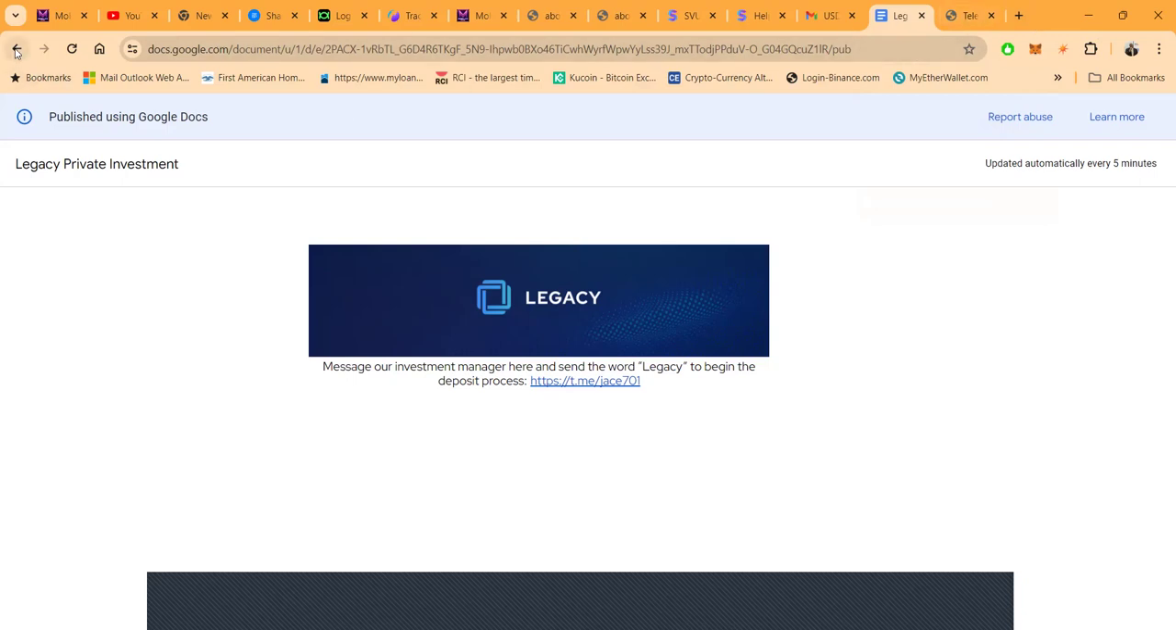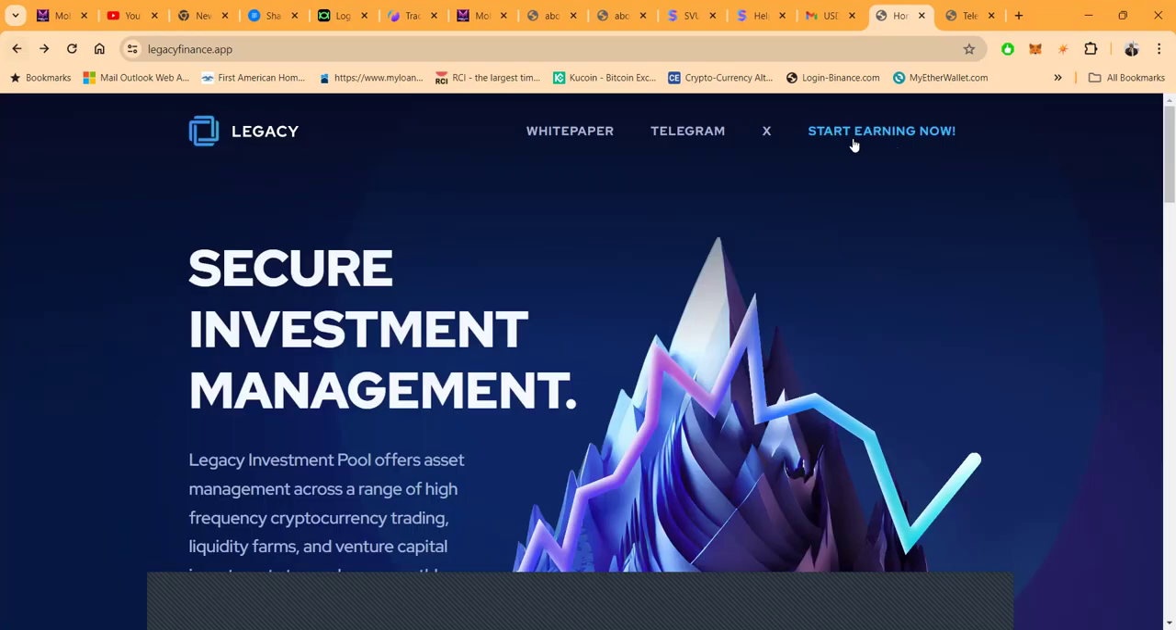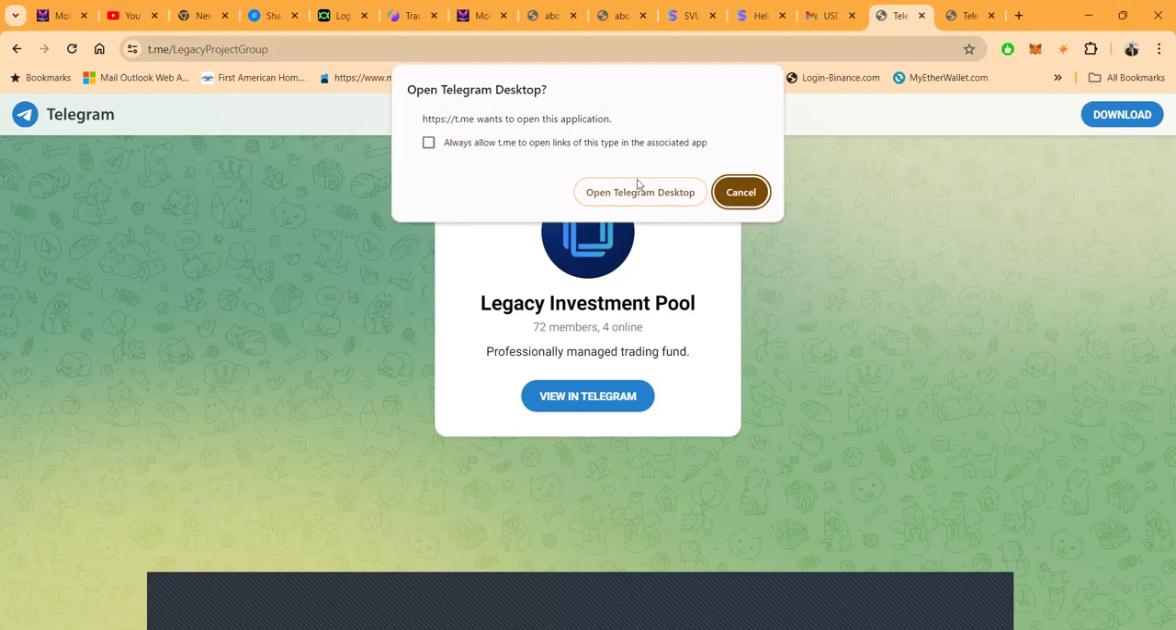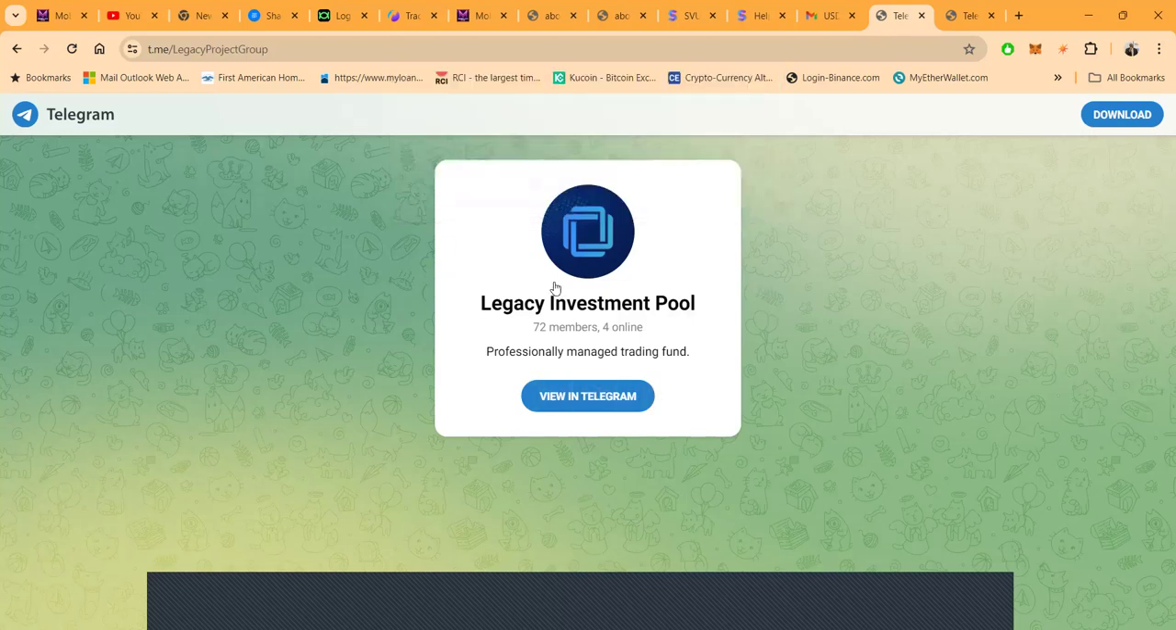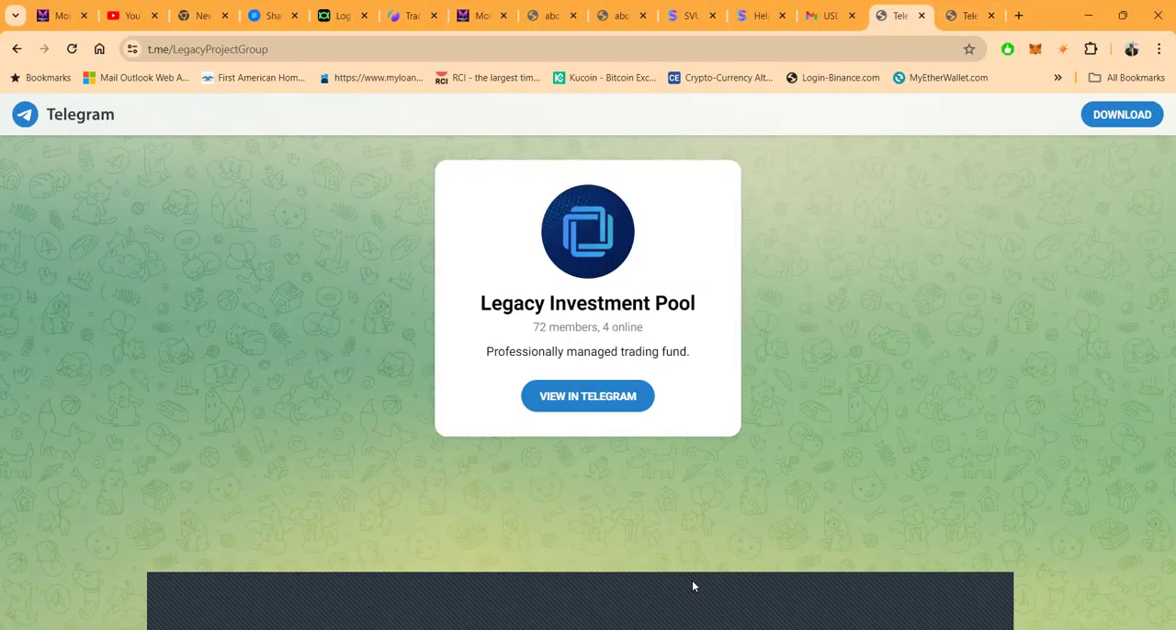But you go up there, click start. You're going to need Telegram. A lot of this stuff is Telegram based. And then, folks, speaking of Telegram, outside of that link with them, you can see you're new. It's only 72 members in the investment pool. And so you can come and get started just as easily.